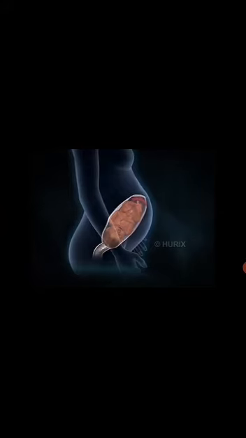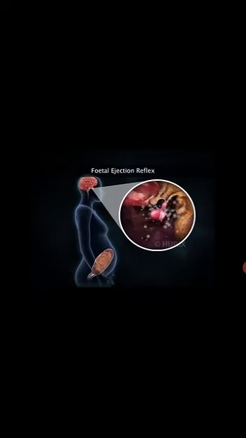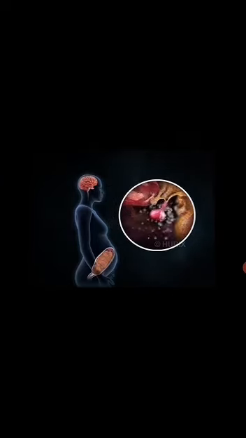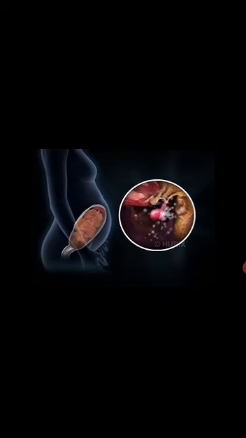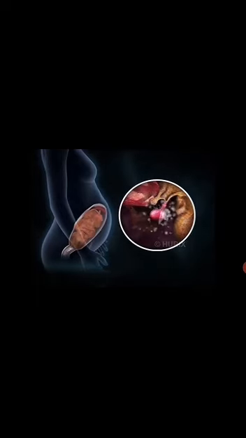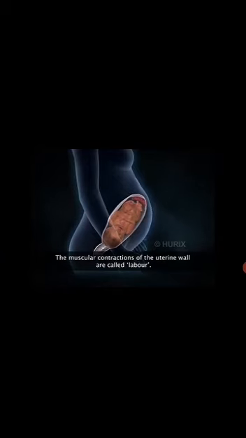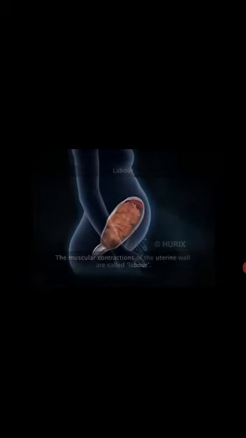The fully developed fetus and the placental hormones initiate mild uterine contractions. This is called the fetal ejection reflex. The fetal ejection reflex triggers the release of oxytocin from the mother's pituitary gland. Oxytocin stimulates strong uterine contractions. This in turn stimulates further secretion of oxytocin. This continues, resulting in stronger and stronger contractions. These muscular contractions of the uterine wall are called labor.